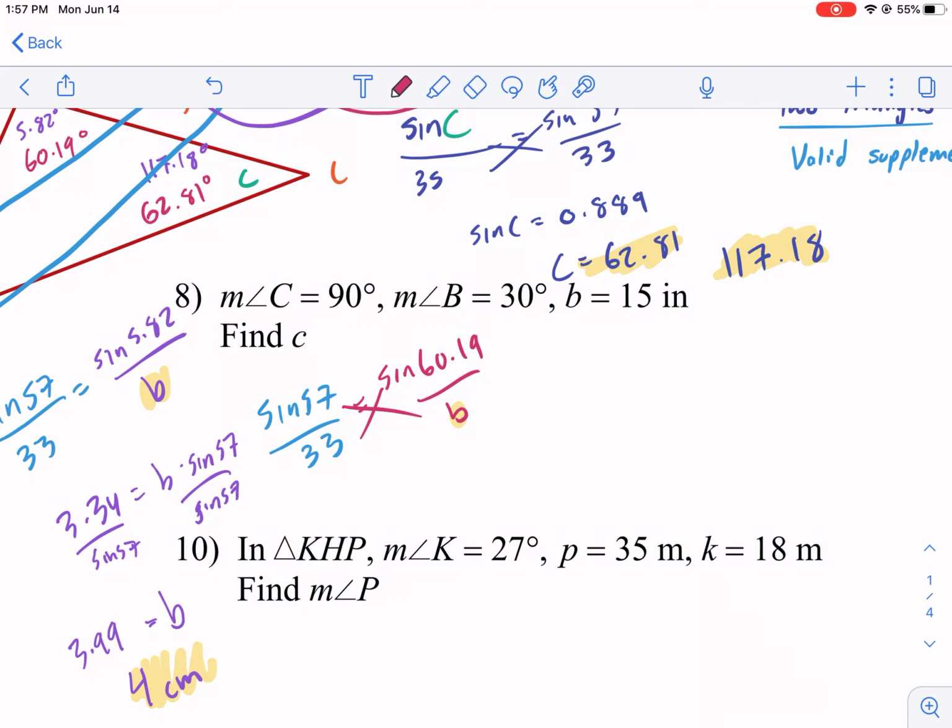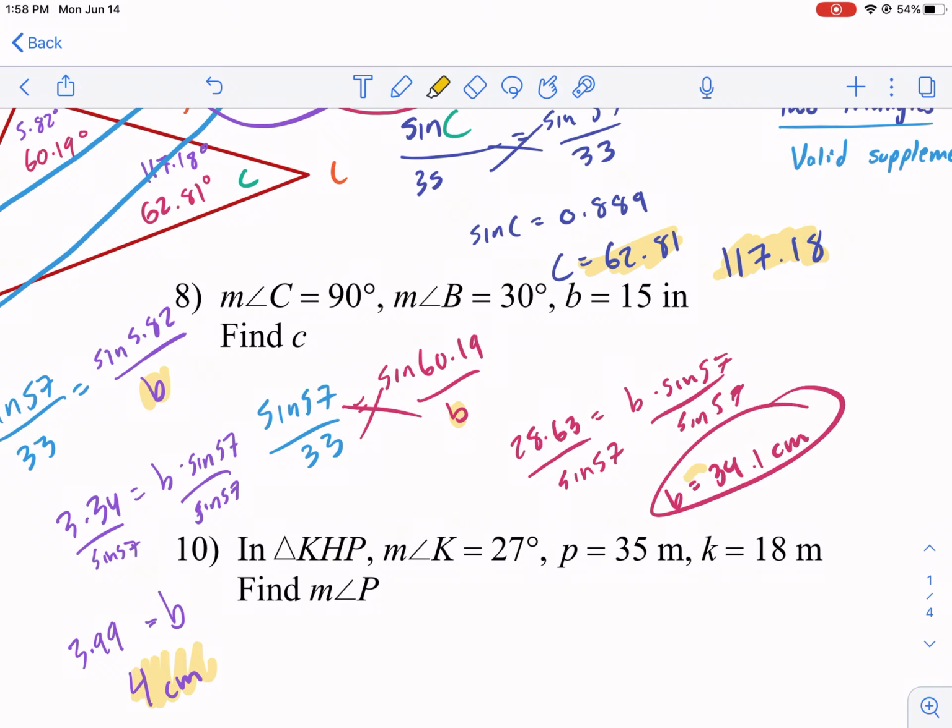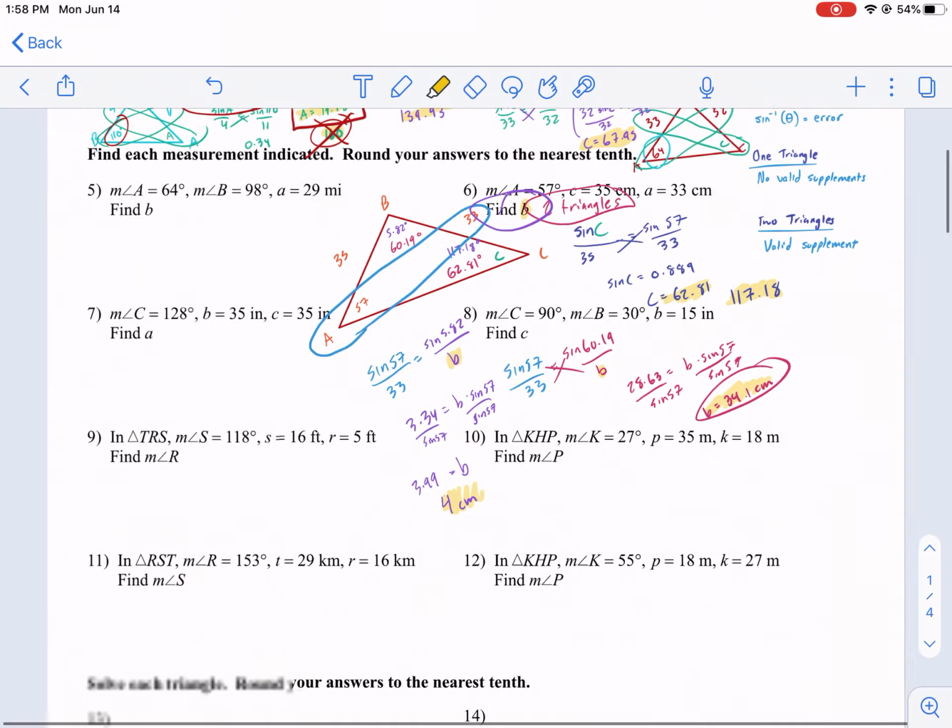Okay, so that's 28.63-ish. And then I have b times sine 57, which I divide by sine 57 again. You do it the same way both times. That's kind of the redeeming grace of this, that at least it's similar for both of these triangles. And I get b equals 34.1 centimeters, nearest tenth. Okay, so there are my answers, and that's how you do all of these.